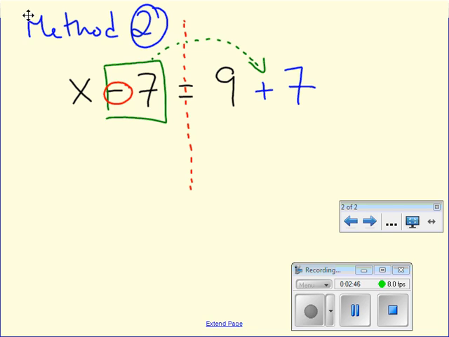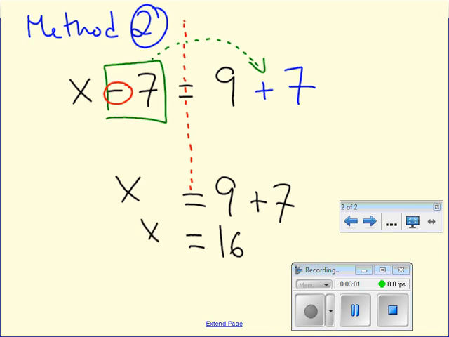So as I moved it over, I'm just going to rewrite the expression. 7's been moved over, it's gone. X is going to be equal to 9 plus 7. 9 plus 7 is pretty straightforward. It's equal to 16. Therefore, x is equal to 16. So that's one way I can solve this, is by moving it across the equal sign and changing its operation.